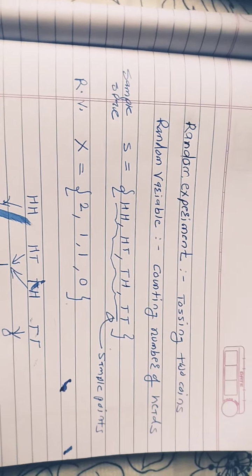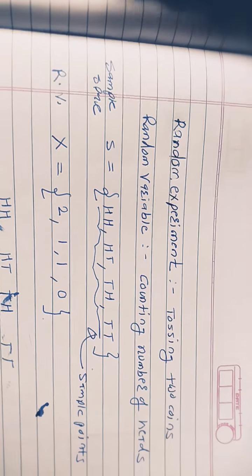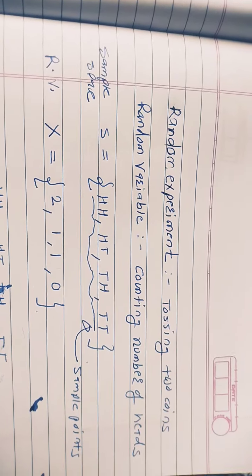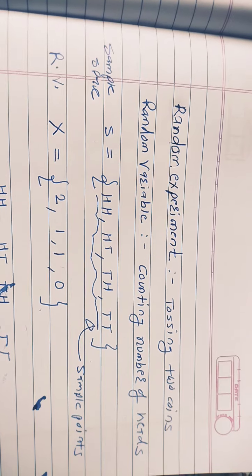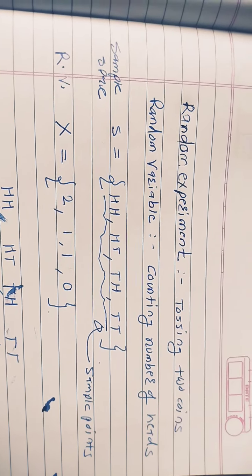Let us see the definition of random variable. So for understanding random variable, let us take a random experiment which is tossing two coins. That is one random experiment. So the random variable defined is counting the number of heads in that experiment.